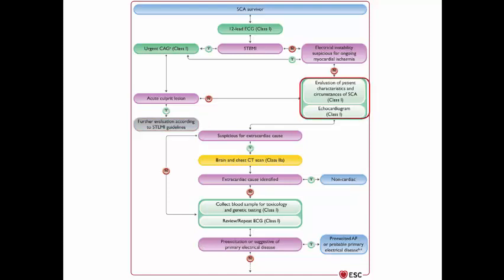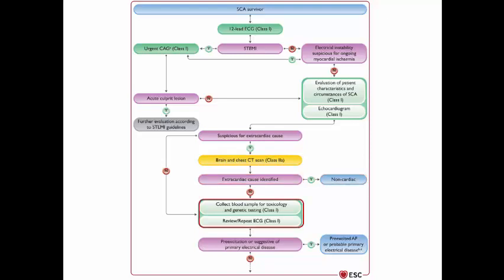But if there is no culprit lesion, evaluate the patient characteristics and the circumstances of the arrest, and of course arrange for echocardiography. If the patient does not have ST elevation, but has features of electrical instability and suspicion of ongoing ischemia, go for urgent coronary angiography. Otherwise, just go for echocardiography. Try to exclude extra cardiac causes: if there is a suspicion, go for brain and chest CT scan, and if an extra cardiac cause is identified, treat it accordingly.